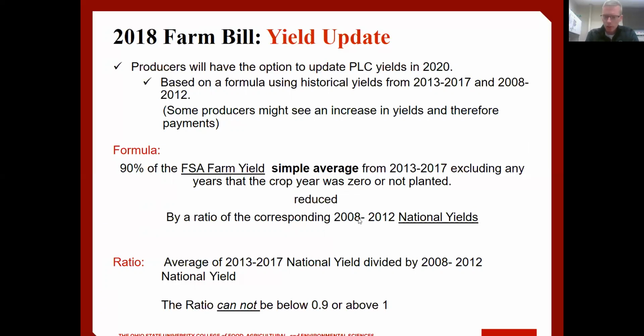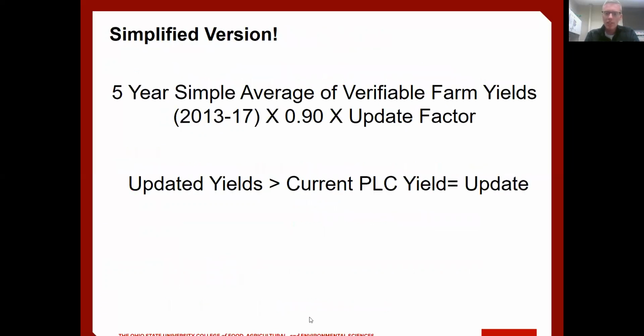But then that yield is reduced by a ratio that compares the 2013 through 2017 yields to 2008 to 2012. This is based on a ratio. I'm going to give you the ratios here in the next slide. They're also available in our tool. But the ratios cannot exceed 1 and they cannot fall below 0.9. So this is basically the simplified version of this. It's the 5-year simple average of verifiable farm yields times 90% times an update factor.